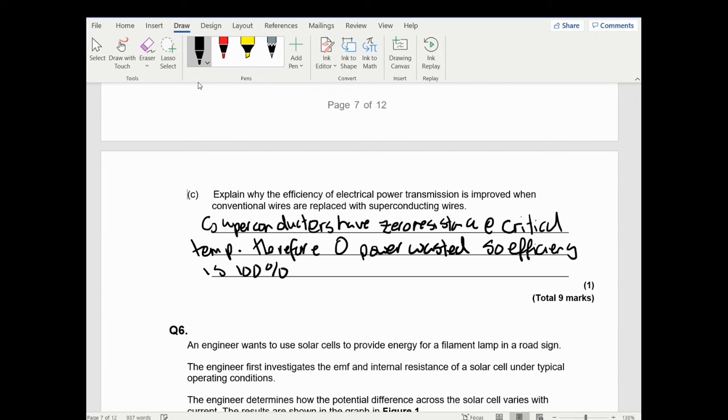Okay, so basically the mark scheme says with no resistance there can be no power lost. I'm saying the same thing. Superconductors have 0 resistance, therefore there is no power wasted. 1 mark, quite a nice standard question.